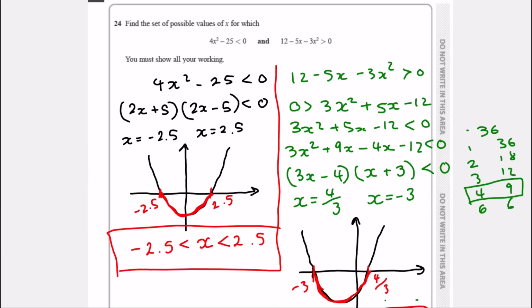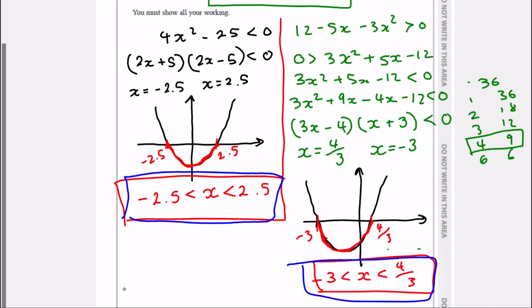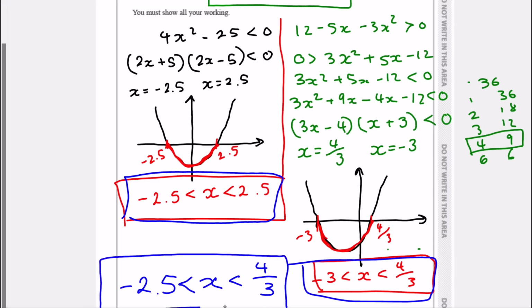So we want to know the set of values for which both of these are true. So what does x have to be for both of these to be true? It can't be between negative 3 and negative 2.5 because this one isn't true. But it can be bigger than negative 2.5, and it can go all the way up to 4 thirds. It can't go past 4 thirds because this one stops being true. Even though this one's true all the way up to 2.5, we just want to know where they're both true. So that is the answer.